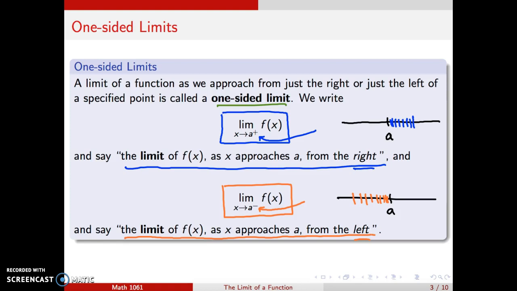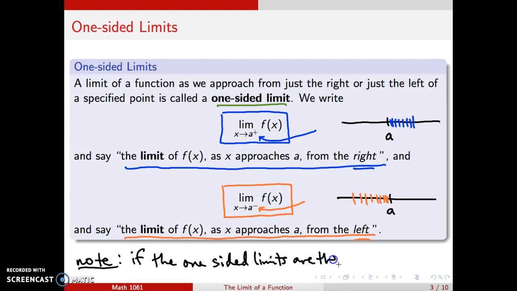So one thing we can note, and we'll come back to this later, is that if the one-sided limits are the same, the limit exists. We don't usually say two-sided limit, we just say limit. And the reverse is true: if the limit exists, then the one-sided limits are the same. We'll talk more about that later.